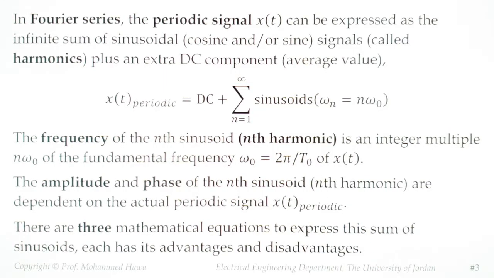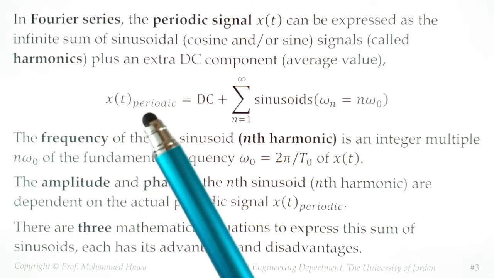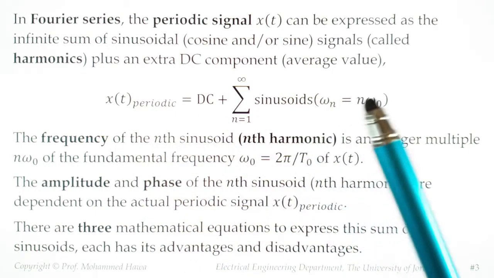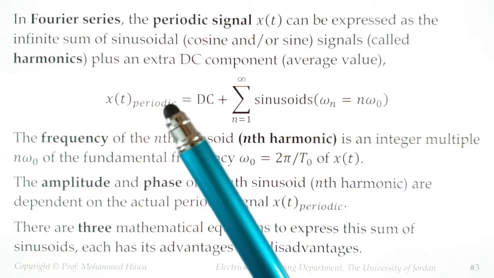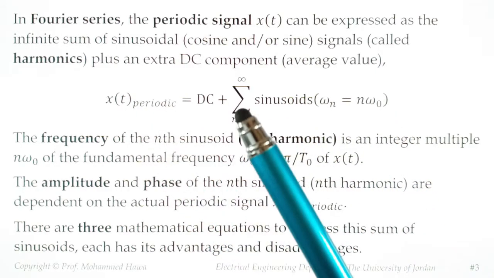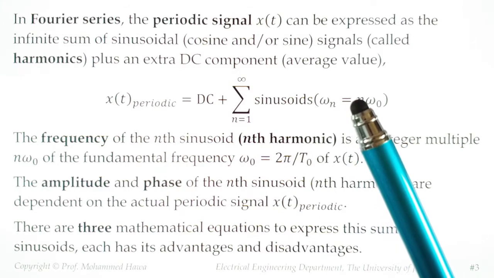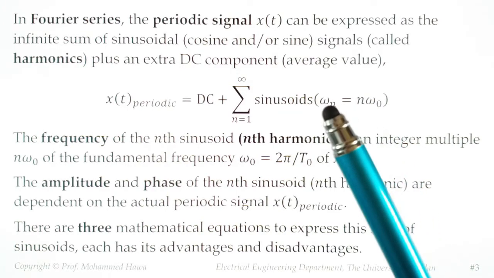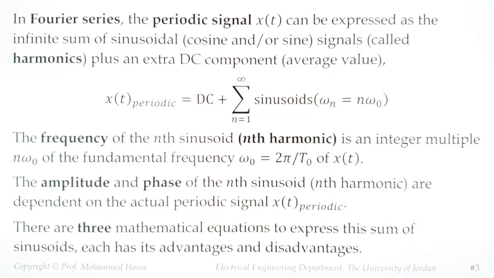So what Fourier series is telling us is that x of t periodic is actually not one frequency. It's actually multiple frequencies, because you can write this x of t periodic as an infinite sum of sinusoidal signals, and each sinusoidal signal has a certain frequency, omega n. But those frequencies are related to the fundamental frequency of the x of t that is periodic.